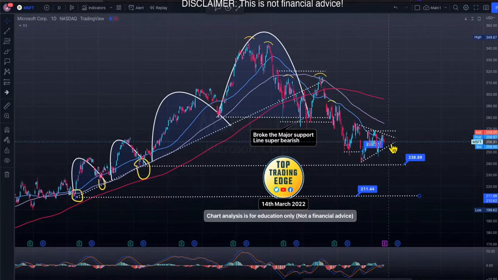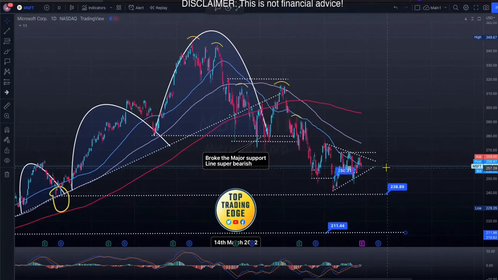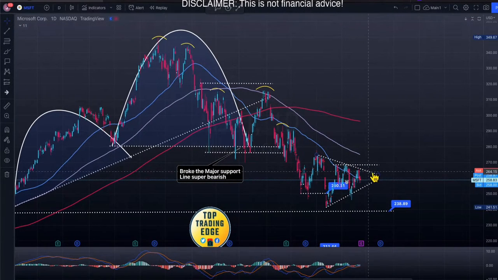I just want to view this because I need to check what's happening. The sloping resistance is getting built, and slowly price action is getting into symmetry. You see the symmetry building up, so it's getting squeezed, and let's see what happens with earnings. This is what I think on Microsoft. If we break the trend line right here, the sloping support, then we're going to go down.